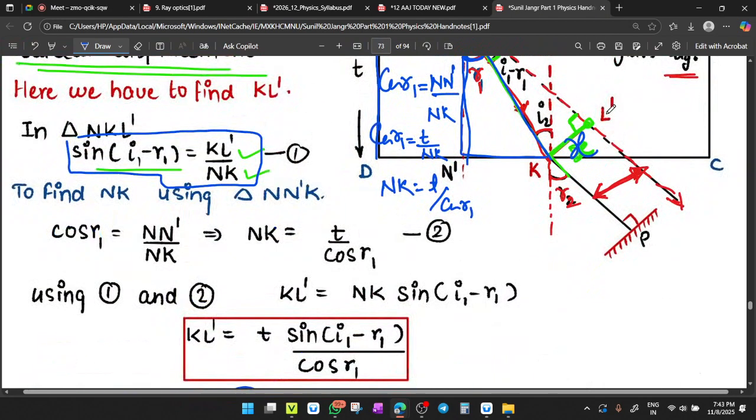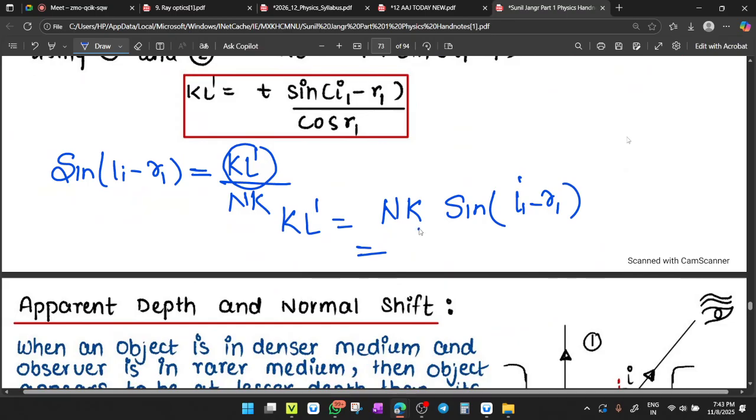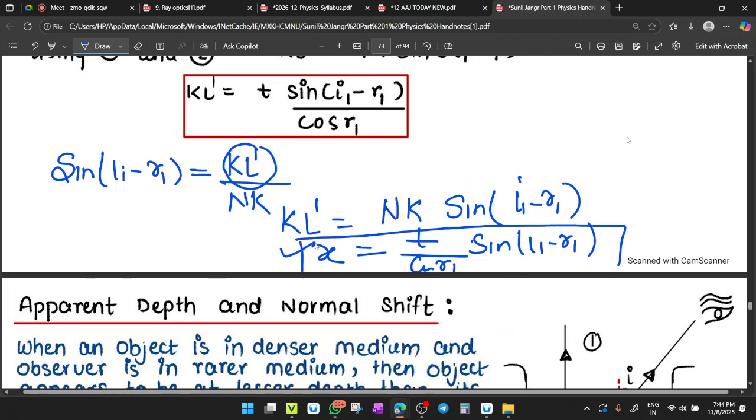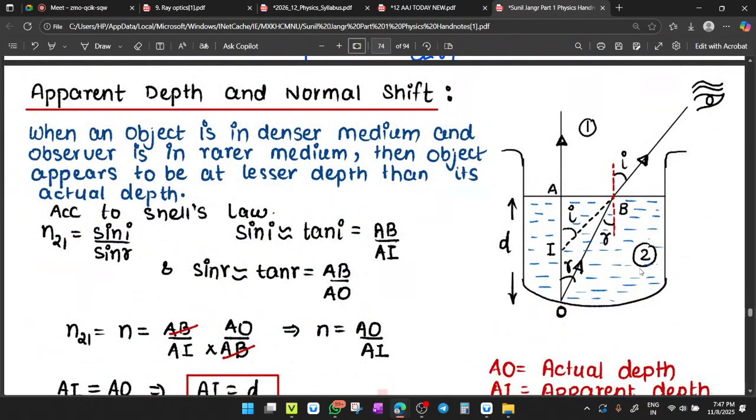Now place the value of NK. What have we got for the value of NK? NK equals T upon cos R1. So you can place here T upon cos R1 into sine of I1 minus R1. Got it, clear? So this is the expression for lateral displacement. So x equals T upon cos R1 times sine of I1 minus R1. Okay, done. Next concept, students, apparent depth and normal shift.